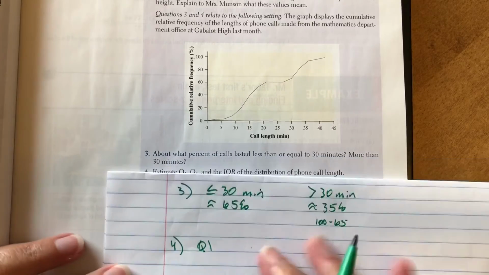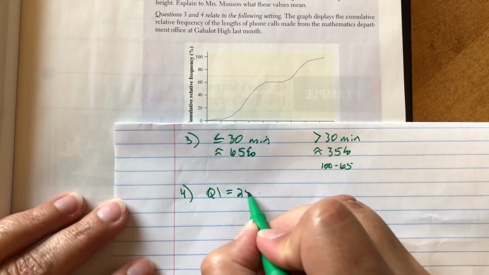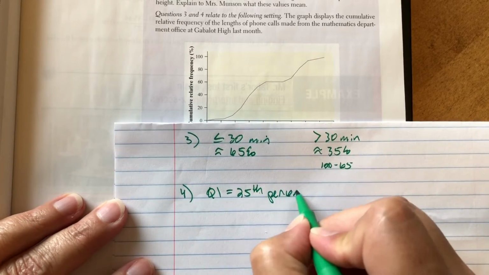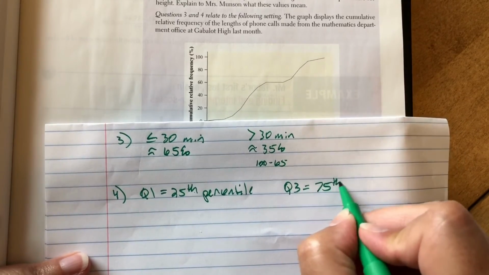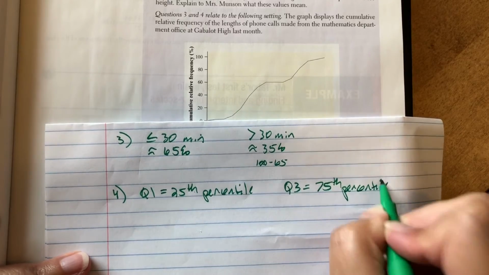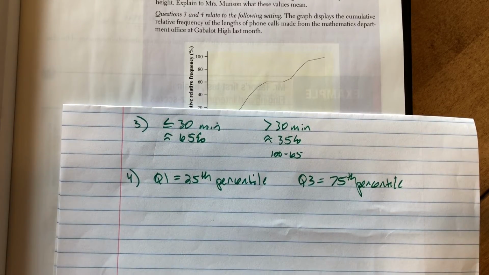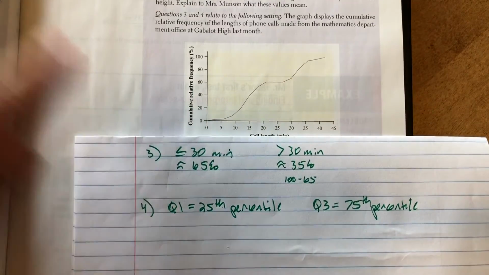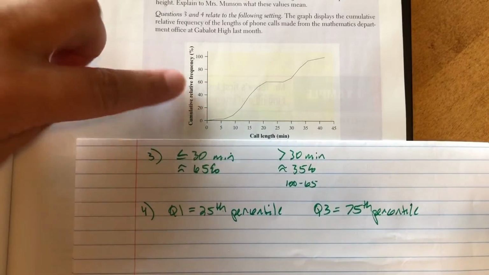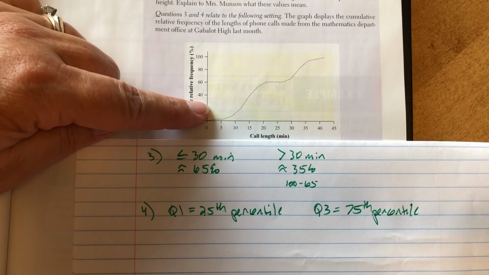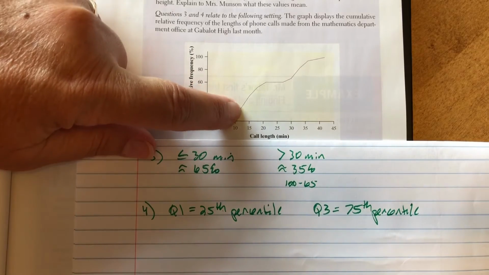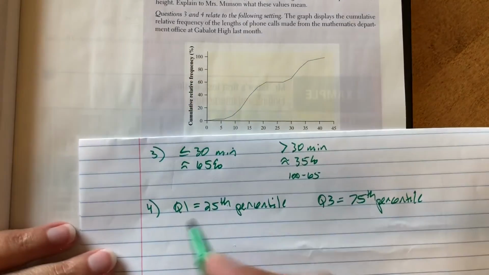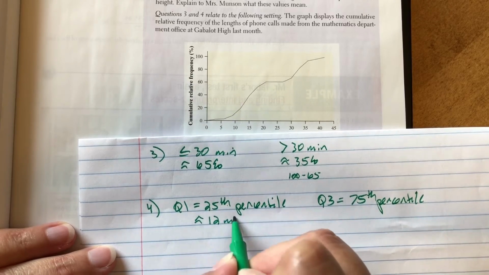Q1 is equivalent to the 25th percentile, and Q3 is the 75th percentile, because remember your quartiles break your data up into quarters, 25%, 25%, and so forth. So Q1 at the 25th percentile. Here's our percent, so go up to 25. Let's see, 20, 30. So 25 is probably right there, not quite the middle. I'd go over, and I guess that's equivalent to about maybe 12 minutes. I'm going to say approximately a 12-minute call.